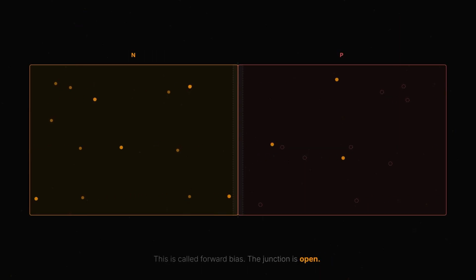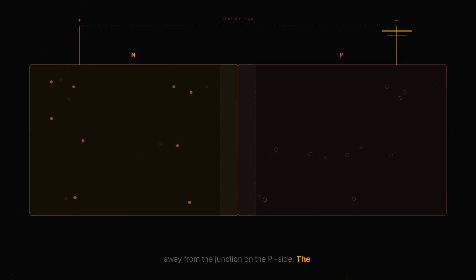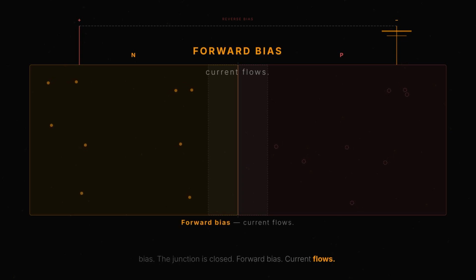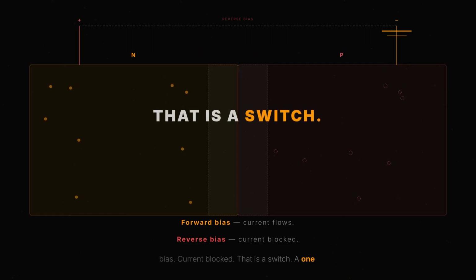The junction is open. If you flip the battery, positive to the N side, negative to the P side, you're pulling electrons away from the junction on the N side, pulling holes away from the junction on the P side. The depletion region widens. The built-in field gets stronger. No current flows. This is called reverse bias. The junction is closed. Forward bias, current flows. Reverse bias, current blocked. That is a switch, a one-way valve for electrons. It lets current through in one direction and blocks it in the other.